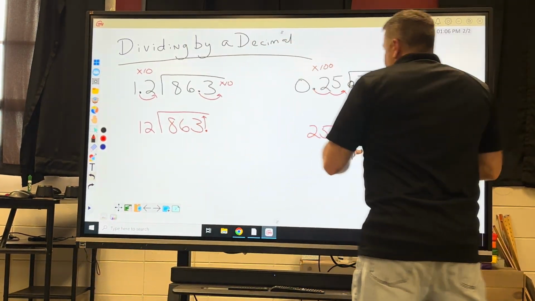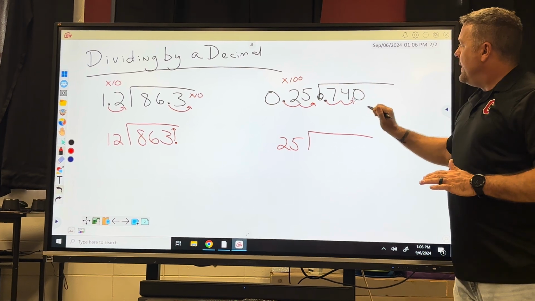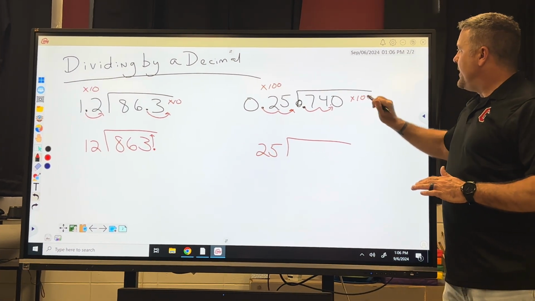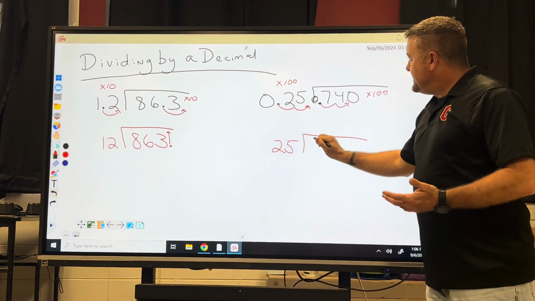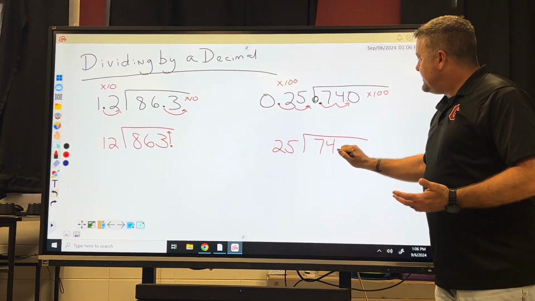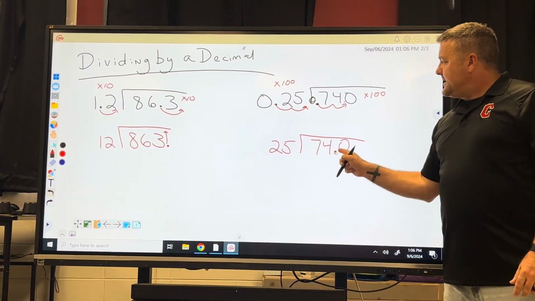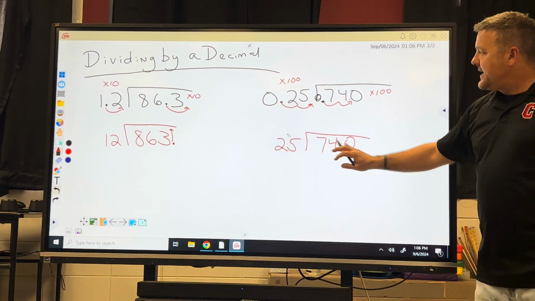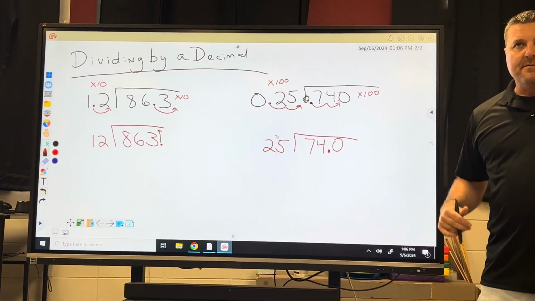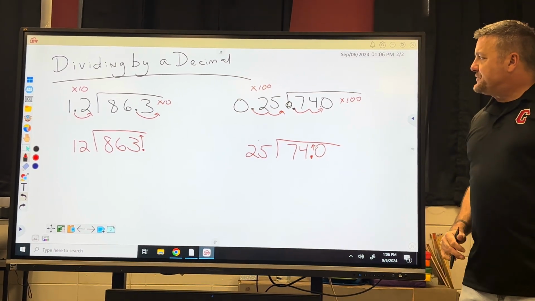Well, if I did it to this one, I also have to do it to this one, okay? And I'm multiplying both of them by 100. And now my new dividend is going to be this right here. It is perfectly fine that this has a decimal. I can divide this. This has to be a whole number. This can be a decimal. There's nothing wrong with this problem. I can solve this the way it's written. I just have to make sure that my decimal moves straight up.